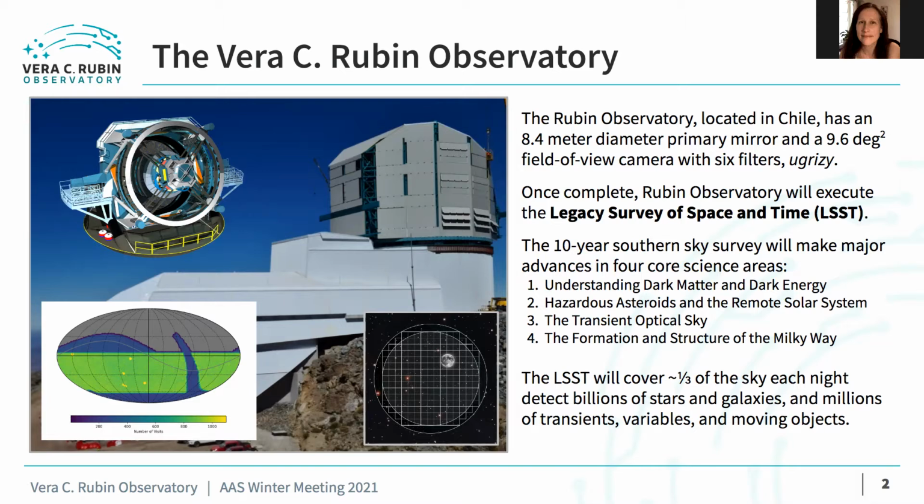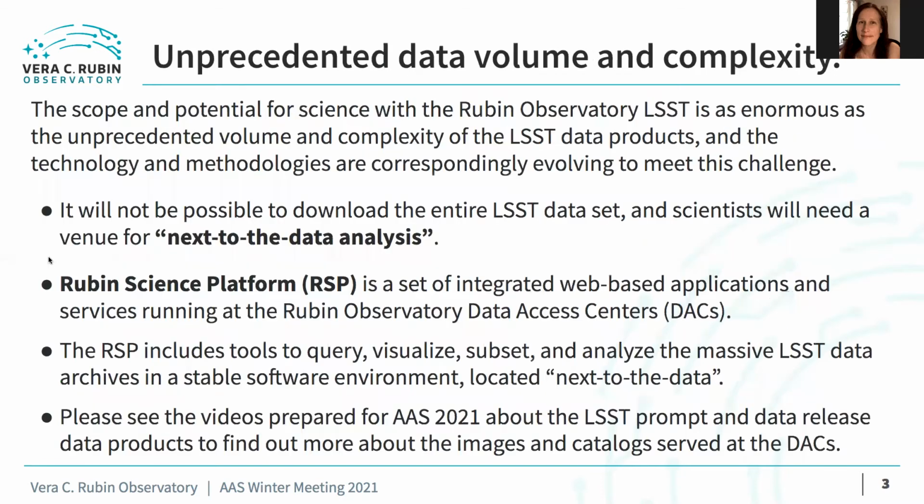The LSST will be an optical imaging survey of the southern sky starting in a few years. Both the observatory and the survey are designed to make major advances in 4 core science areas: dark matter and dark energy, the solar system, transients and variable stars, and the Milky Way and local volume. The LSST will cover about 1/3 of the sky each night and in total detect billions of stars and galaxies and millions of transients, variables, and moving objects.